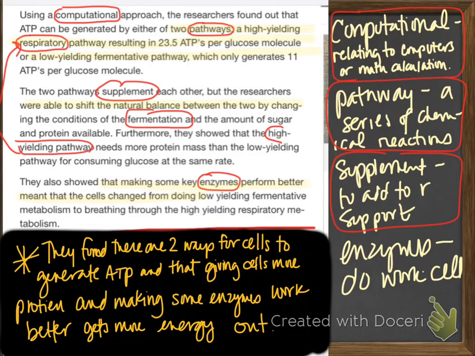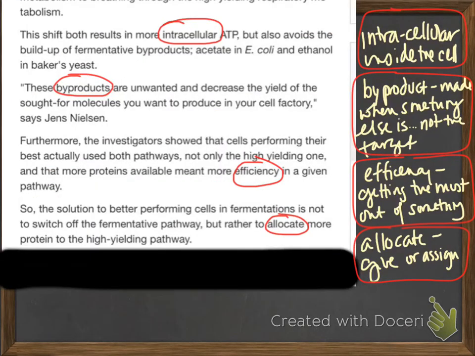Okay, here's my summary. They found there are two ways for cells to generate ATP, and giving the cells more protein and making some enzymes work better gets more of that energy out. Going to our next chunk, we see this.